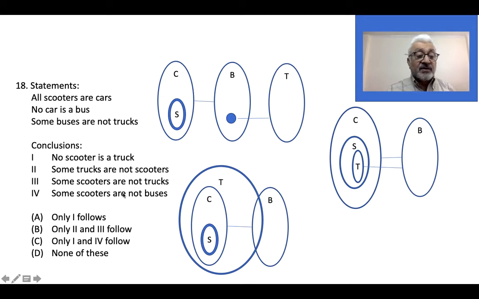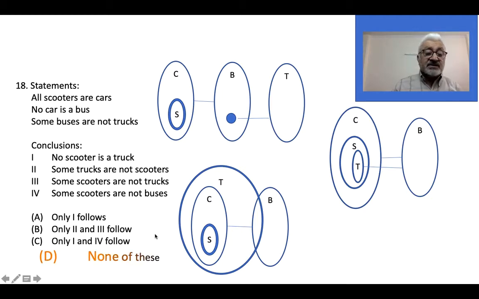Therefore, the fourth is correct. If the fourth statement is true, which out of the options should I choose? I don't have an option which says only 4. So what should my answer be? The answer is none of these. I hope you've understood this also.